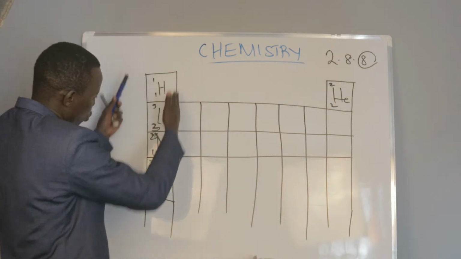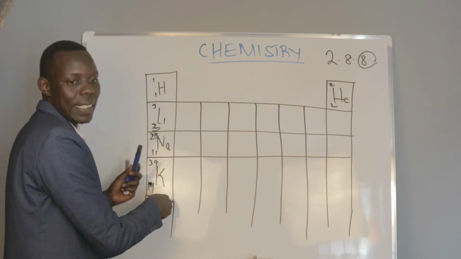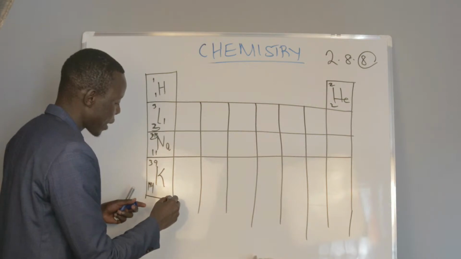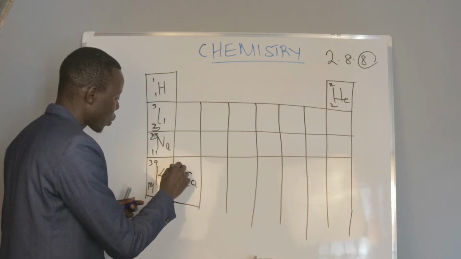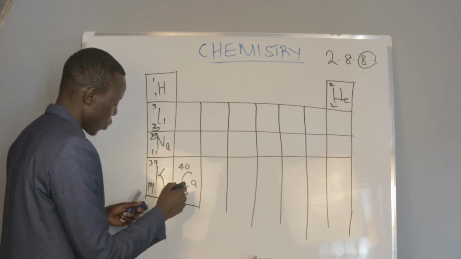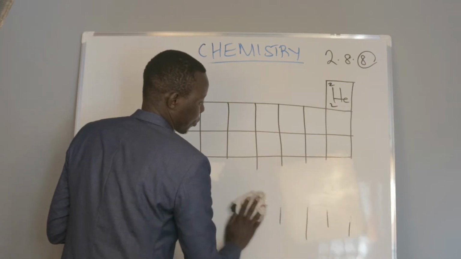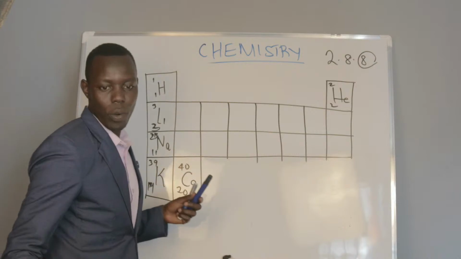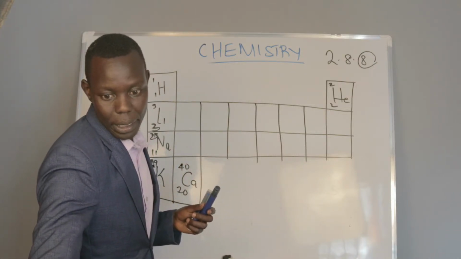So that is group 1: hydrogen, lithium, sodium, and potassium, and many others. I'm just now considering the first 20 elements alone. It ends here. Here is calcium. Calcium has 40 and 20. So I erase these. So now that is a periodic table only taking care of the first 20 elements.